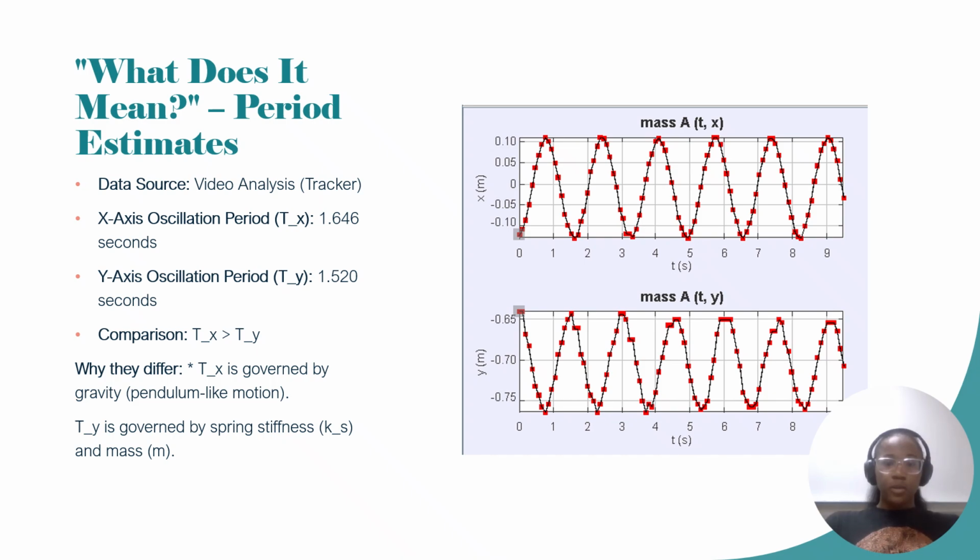Finally, I used the experimental data from Tracker to estimate the oscillation periods. By averaging the time between several peaks, I found the x period to be 1.646 seconds and the y period to be 1.520 seconds. Even though this is one mass, these two periods are different because they are driven by different physical mechanisms. The vertical y oscillation acts as a mass on a spring, while the horizontal x oscillation acts more like a pendulum. Because these two tempos don't perfectly match, the mass creates a complex, shifting 2D path rather than a simple circle.